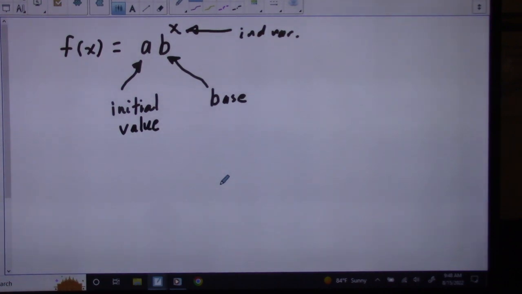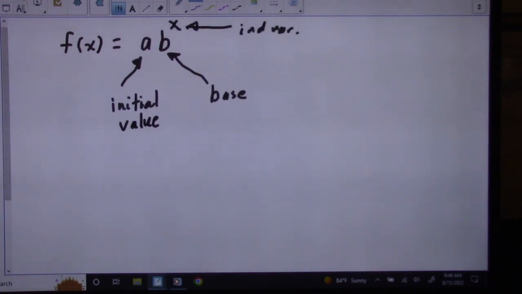So a lot of real world uses for this. Okay, so that's the basic anatomy of an exponential function. Then you have another type of function. It's called a logarithmic function. I'm going to go ahead and make another page for this.